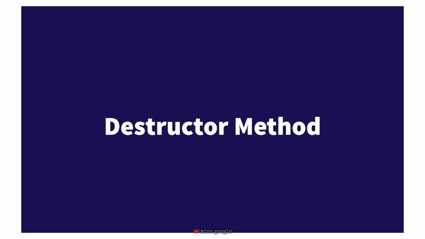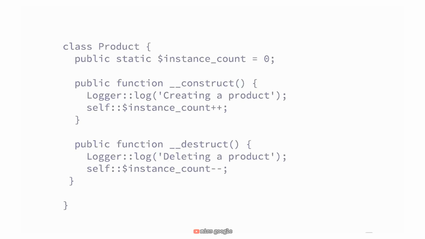Now that we've learned about the constructor method, let's talk about its companion, the destructor method. The way that we define the destructor method is similar to what we did with the constructor method. Inside our class, we define a new method whose name is __destruct. We want to make sure that that's a public method, so we mark it with public at the beginning. And unlike construct, destruct takes no argument.